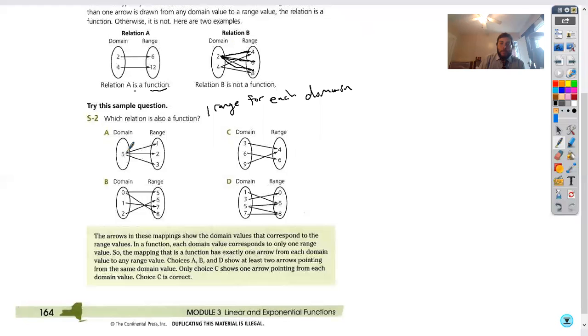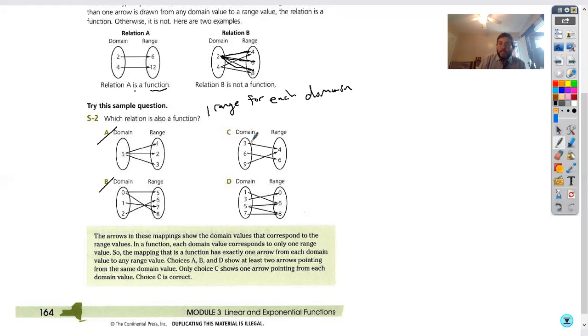So 5, there's one domain and it has 3 arrows coming off of it. So no way, doesn't work. B, 1 and 2 only have one arrow coming from it, which is good, but 0 has 2 arrows coming from it, not good. Take a look at C.